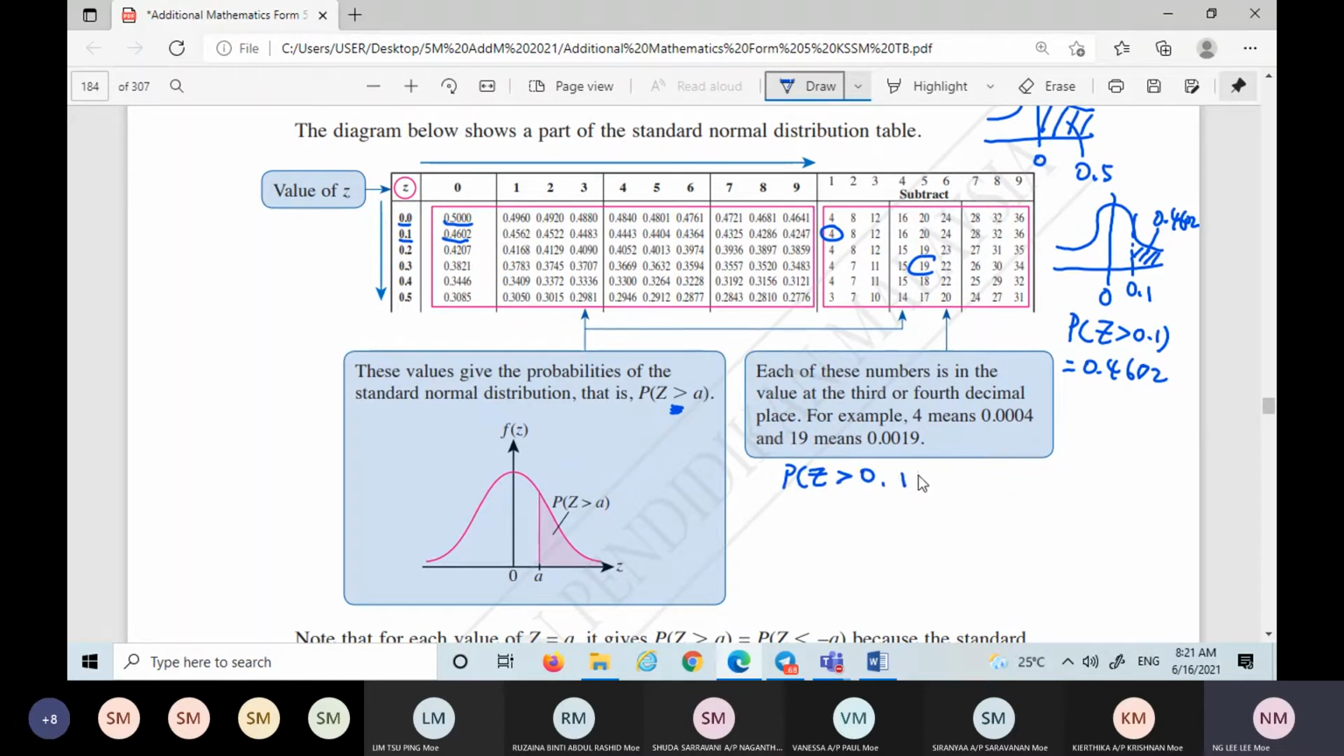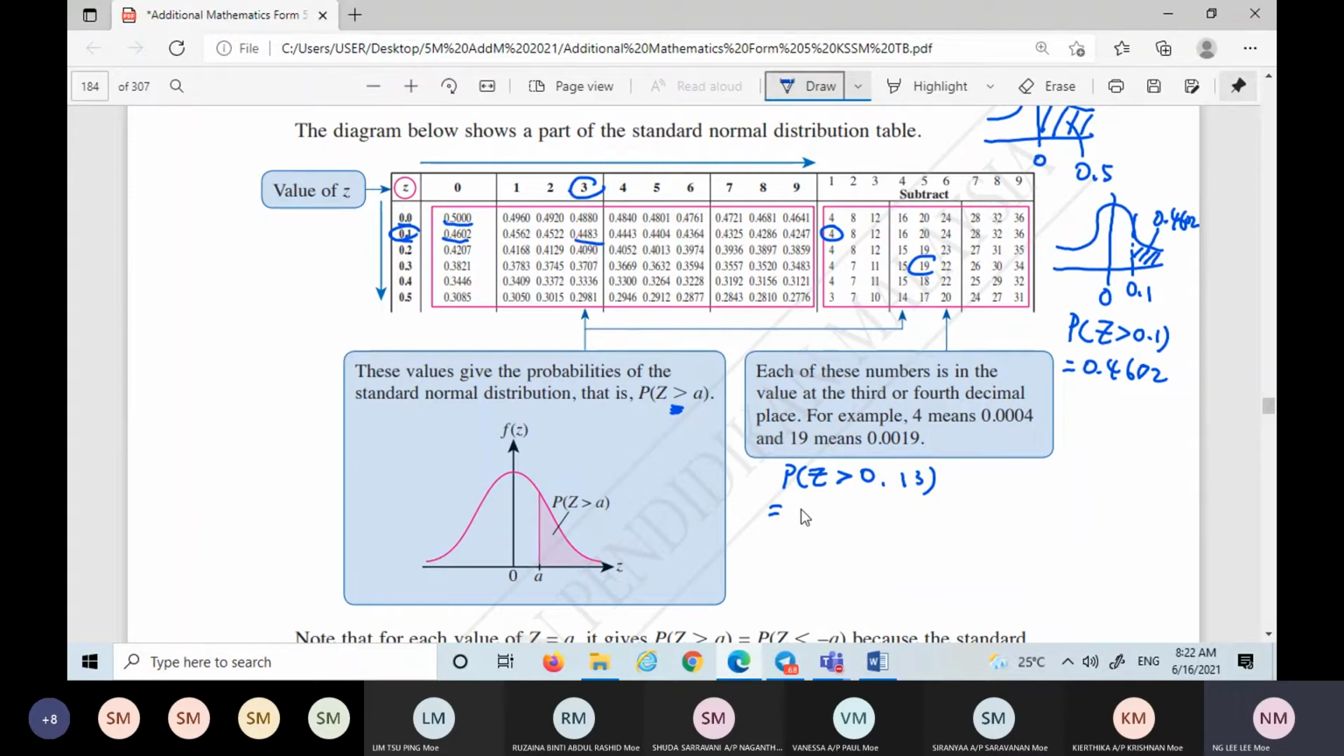Okay, let's say 1.3. Just now it is 0.1. Now I want 0.13. How do you read? 0.1 is here, and then you see for 3. This is the first decimal place, and then this is the second decimal place. So the first decimal place you read from here, the second decimal place you read from here, and the third decimal place you read from here. So if the question asks for 0.13, this is your answer.